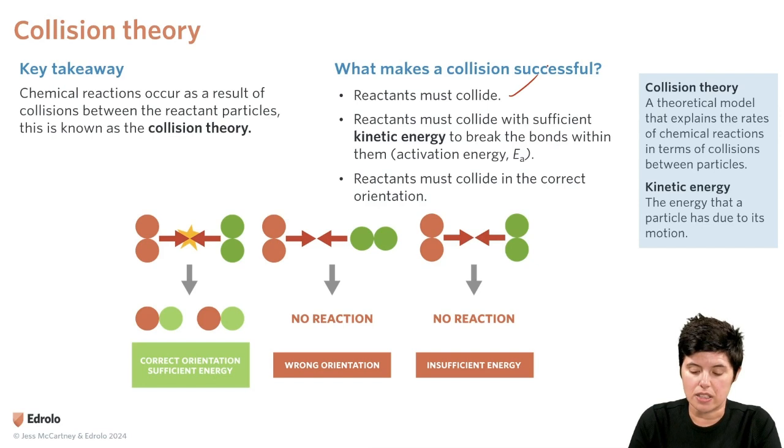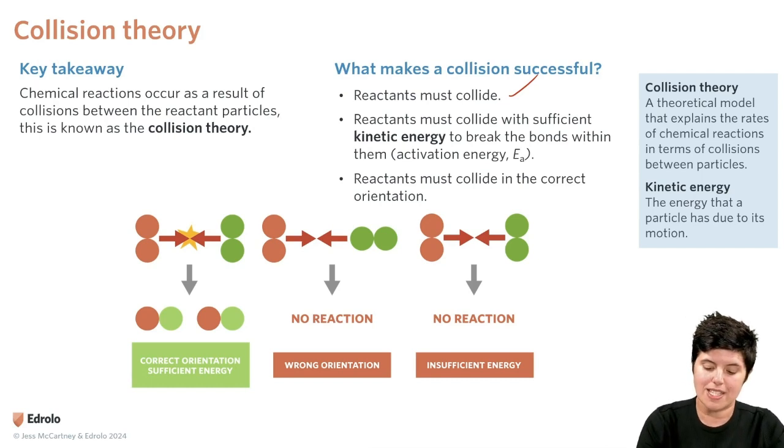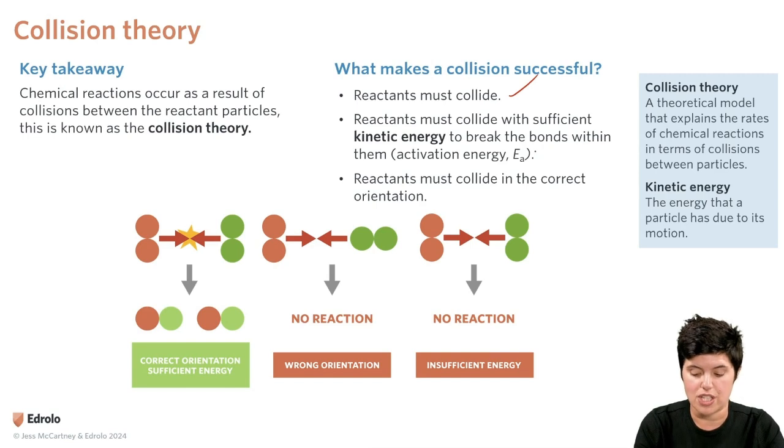Reactants must collide with sufficient kinetic energy. If you remember when we were looking at the energy profiles, the activation energy is what needs to be overcome for the reaction to proceed. So this is known as the sufficient energy for the reaction. If it doesn't collide with enough energy to overcome that activation energy, it will not proceed to the products.